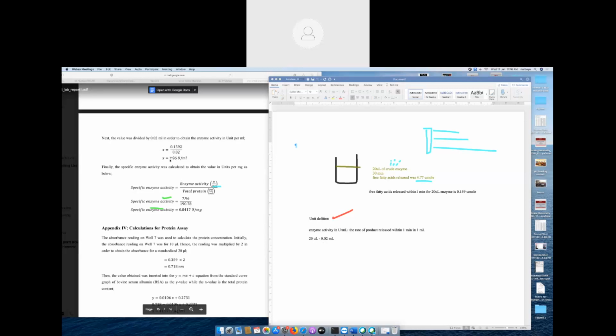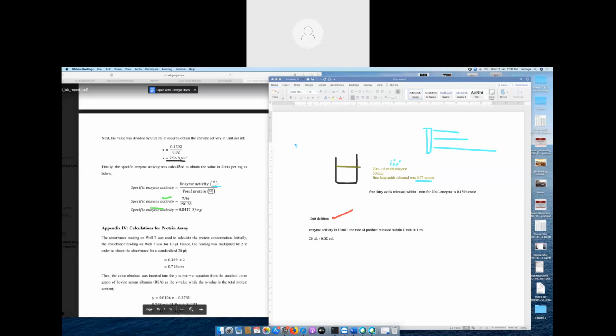Then we get the unit activity for 1 mL: 0.159 divided by 0.02, and the result here is 7.96 unit per mL.